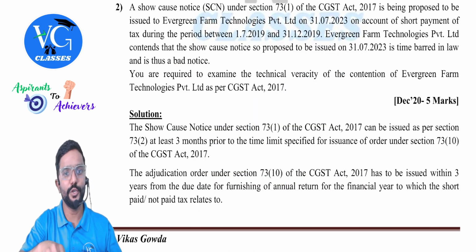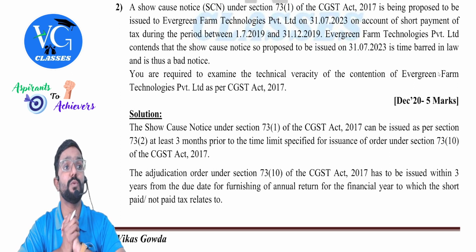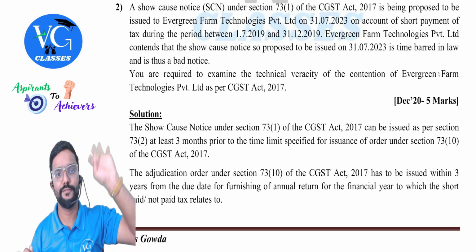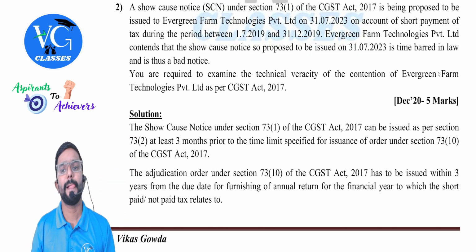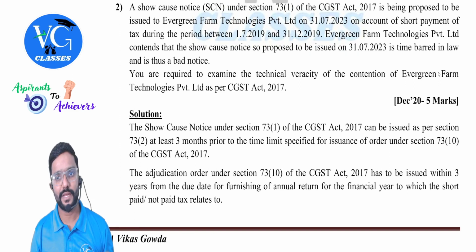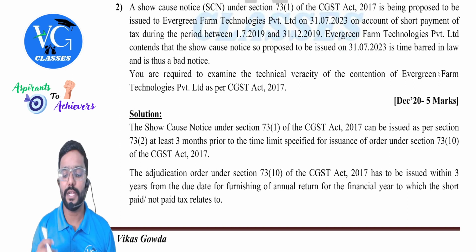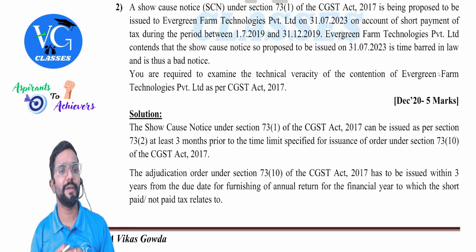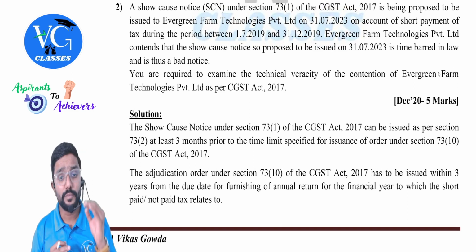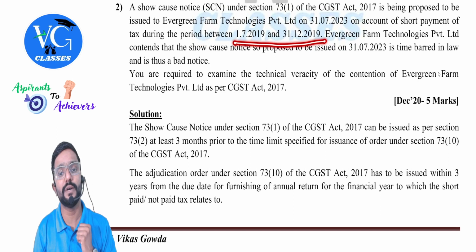Yes. Question number 2. A show cause notice under section 73 subsection 1, other than fraud. Other than fraud. As soon as you see the section number, things have to strike you, guys. Of CGST Act 2017 is being proposed to be issued to Evergreen Farm Technologies Private Limited on 31st July 2023 on account of short payment of tax during the period between 1st July 2019 to 31st December 2019.